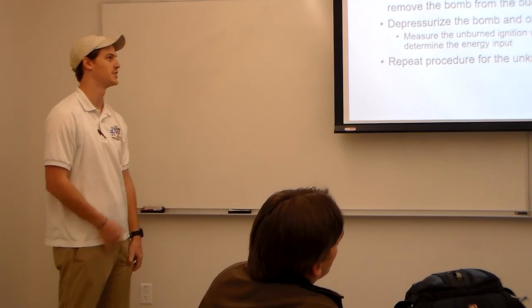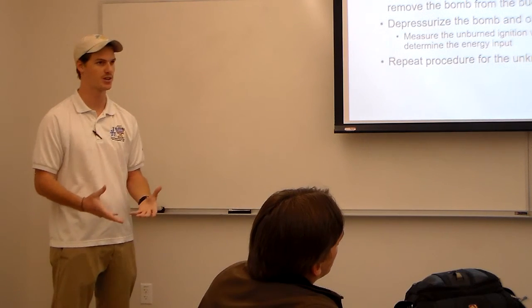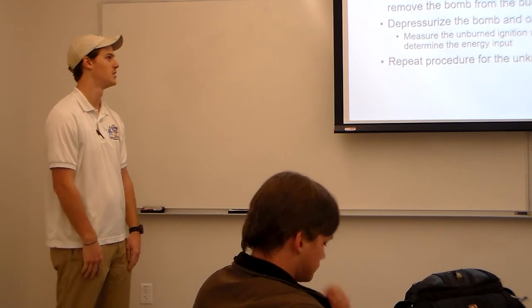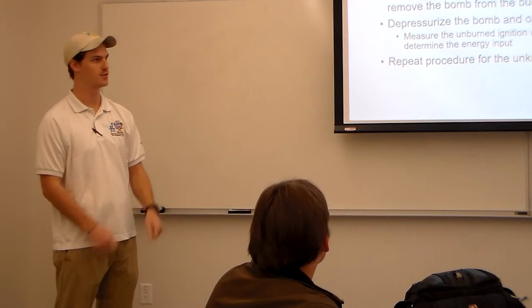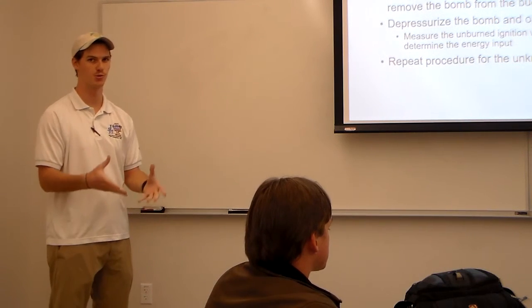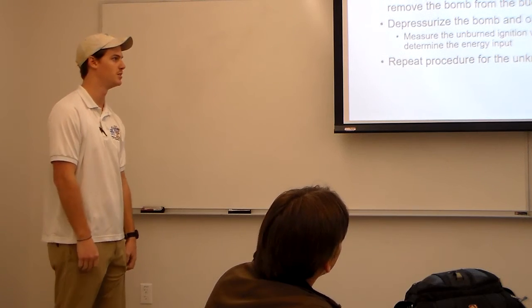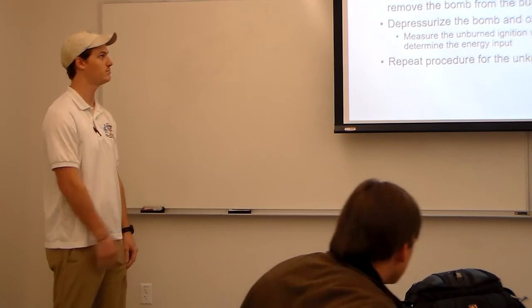After the experiment, take the drive belt off the stirrer, remove the lid, and take the bomb from the bucket. Depressurize it and open it up. And you measure the unburned ignition wire length using a scale on the spool of wire itself, and that's how you determine the energy input. Then you repeat the whole process for the unknown fuel sample.